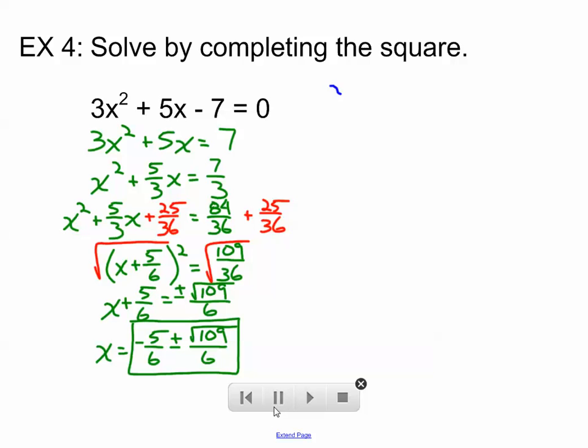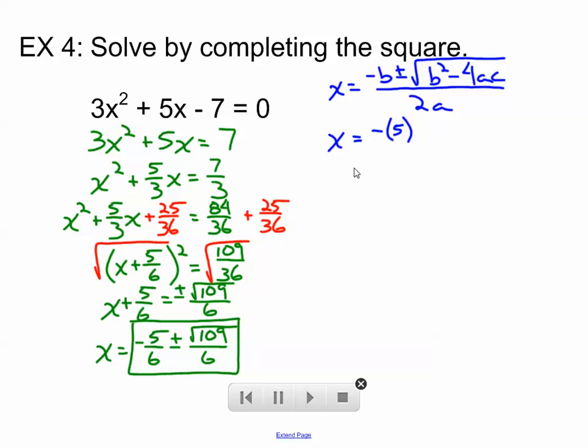I'll tell you, completing the square when the lead coefficient is not 1, and more specifically when your middle term is odd, is not the best method. Really, I would use the quadratic formula, and that's what I'm going to go through right now. I'm going to prove to you guys that you get the same answer by doing it this way. Okay, so B would be 5, A would be 3, and C would be -7.